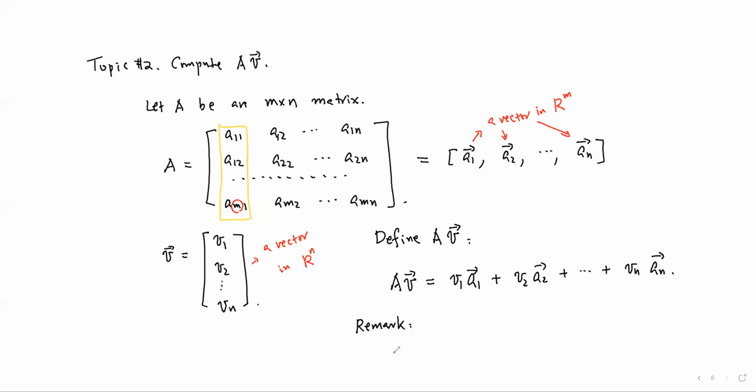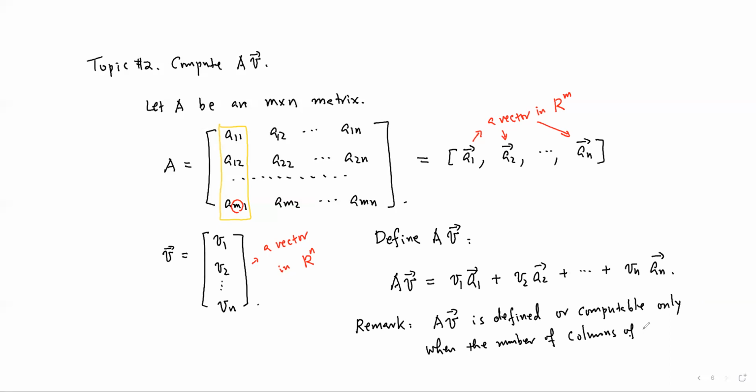A times V, a vector, is defined or computable only when the number of columns of A, in this case n, equals the number of entries in the vector V. Yes, the number of entries in vector V is also n, okay?